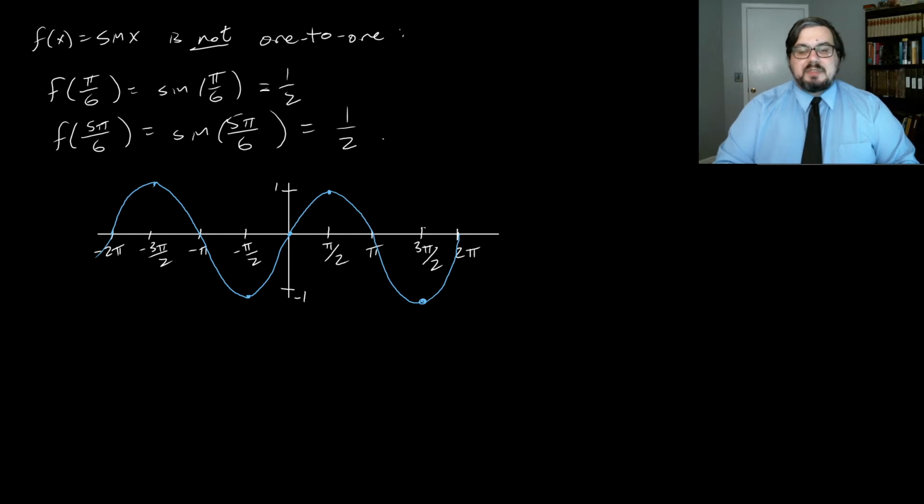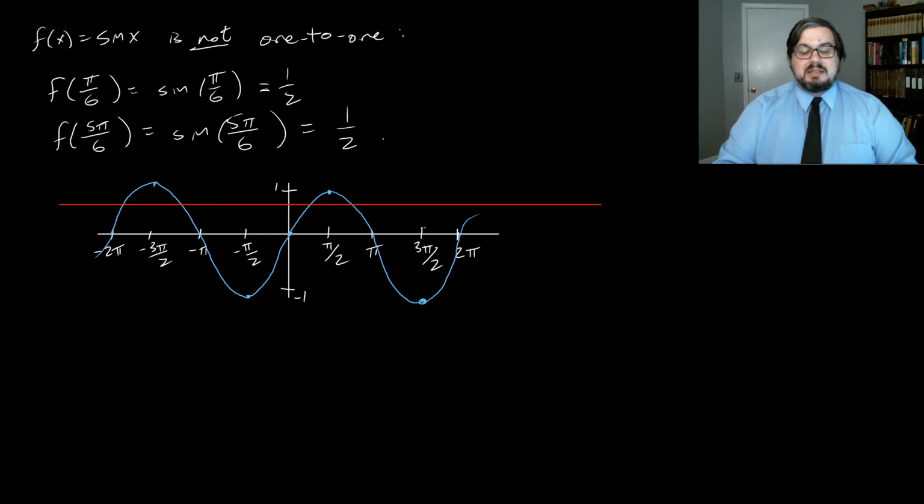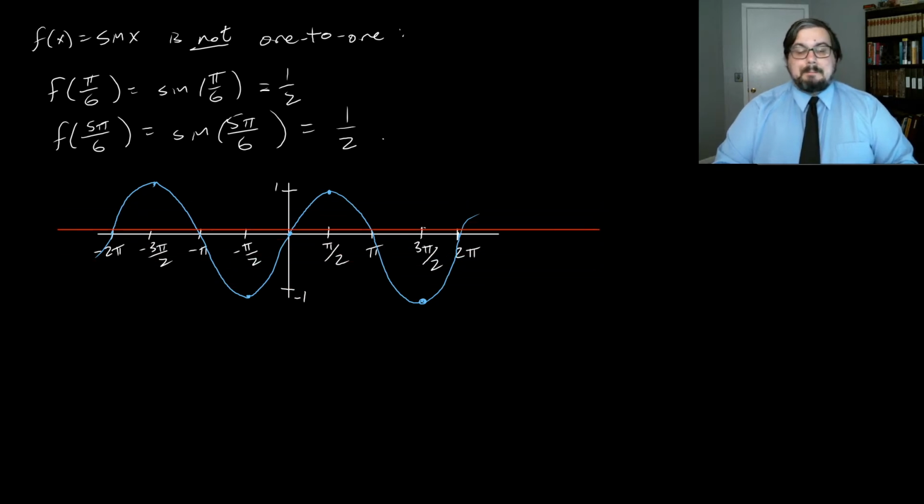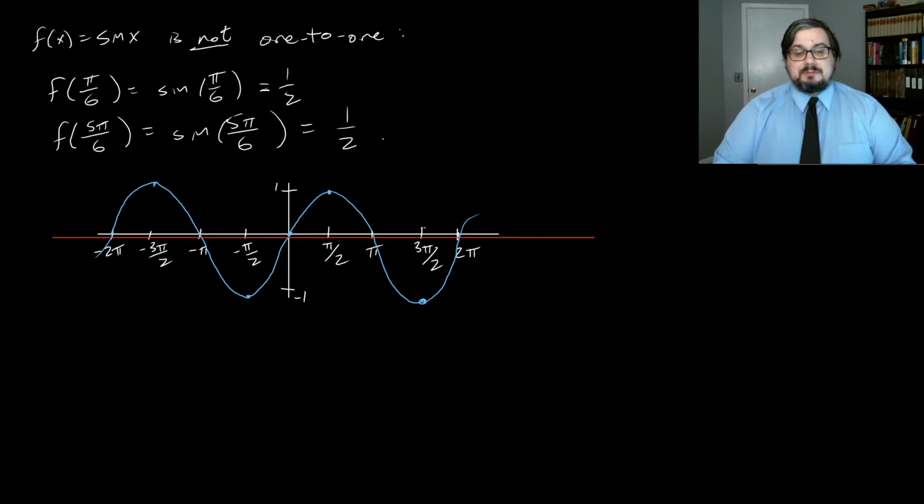And just from this graph, we can see why we don't have an inverse. If we try to use horizontal lines, we see that this graph does not pass the horizontal line test. I can draw a horizontal line which intersects the graph many times. And all we need for it to fail the horizontal line test is for a horizontal line to intersect the graph more than once. So this function, the sine function, is not one-to-one.